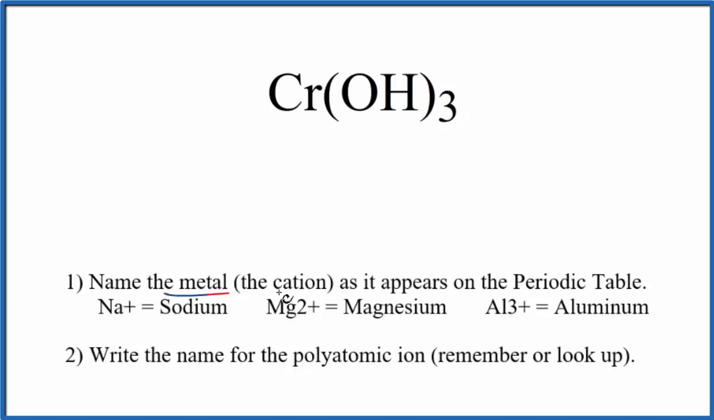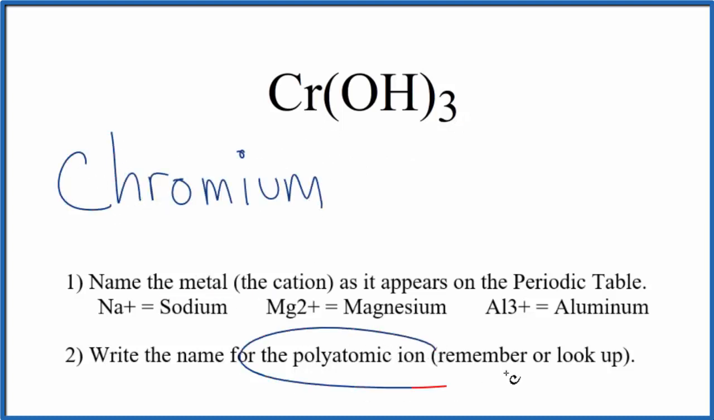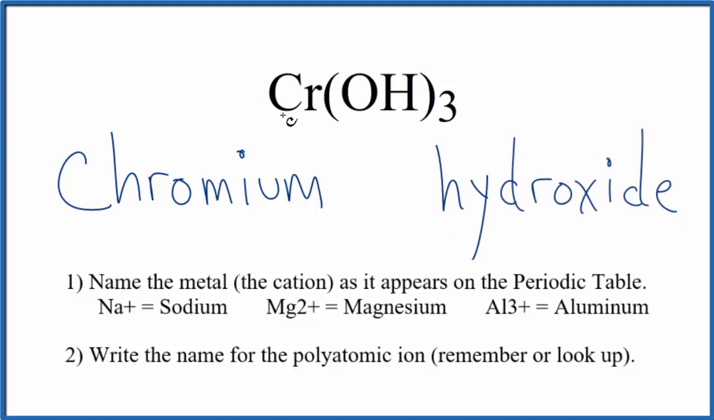First, we write the name of the metal. That's Cr, which is chromium. Then we write the name for the polyatomic ion. So we have our OH bonded to a metal, that's hydroxide. So at this point for CrOH3, we're calling it chromium hydroxide.